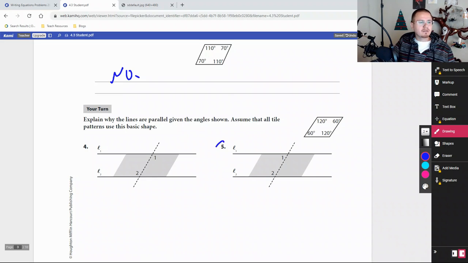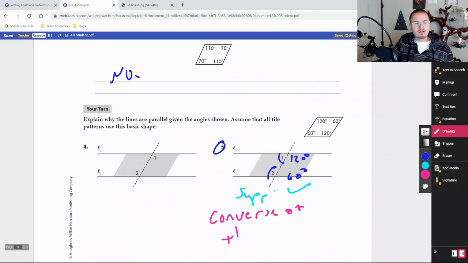Your turn. Let's take a look at 5 together. Explain why the lines are parallel given the angle shown. Assume that all tile patterns use basic shapes. You're given the information. Angle 1 measures 120 degrees, angle 2 measures 60 degrees. Are these angles supplementary? Yes. The lines are parallel due to the converse of the same side interior angles postulate.